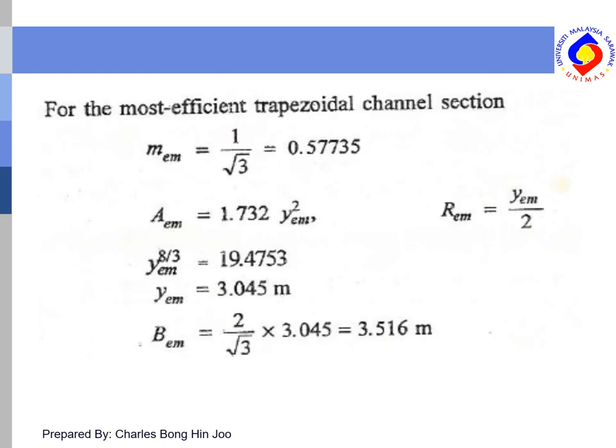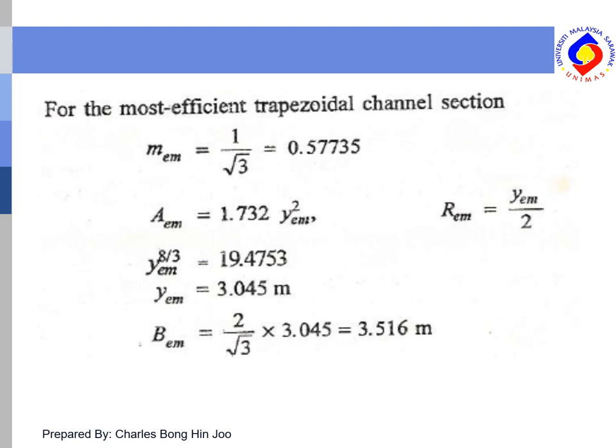For the most efficient trapezoidal channel section, we can refer to the table just now to get the appropriate properties. For the side slope, m is given as 1 divided by square root of 3, which will give you 0.57735. As for the cross-sectional area A, as given in the table, it is equal to 1.732 y squared, and the R is y divided by 2. Then we can substitute these values into the Manning equation, Q equal to 1 over n AR to the power 2 over 3 multiplied by square root of S.